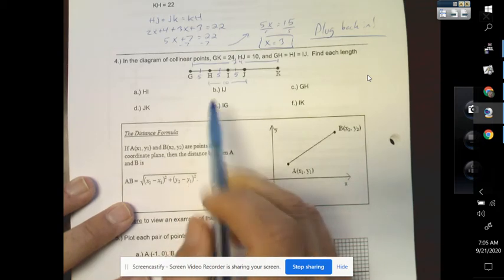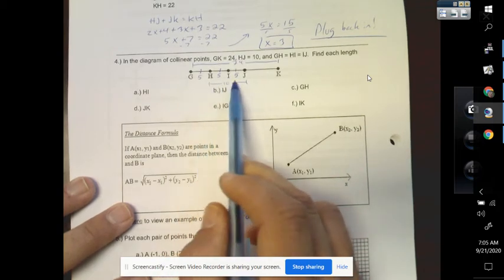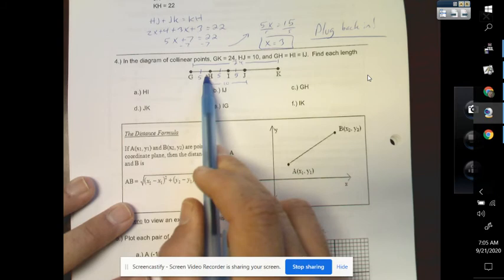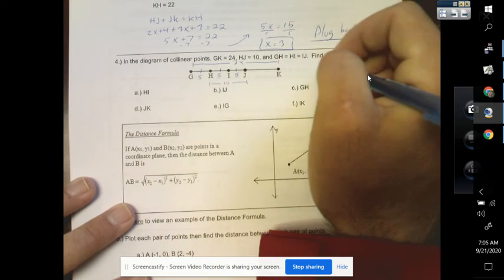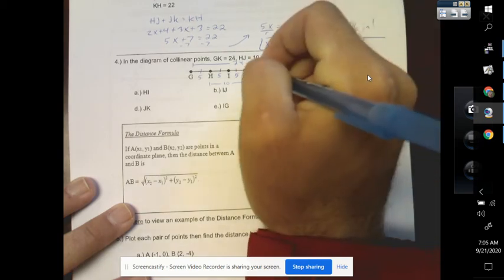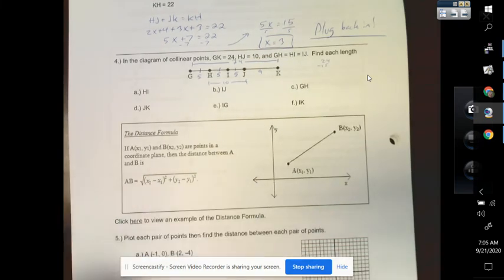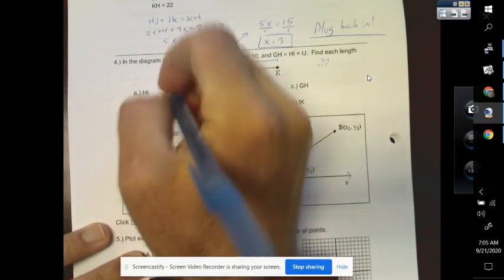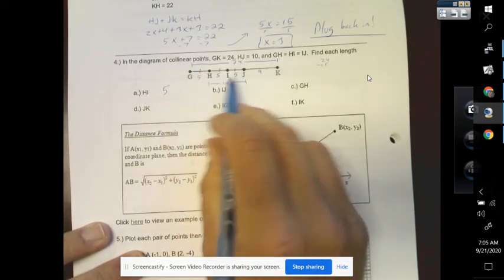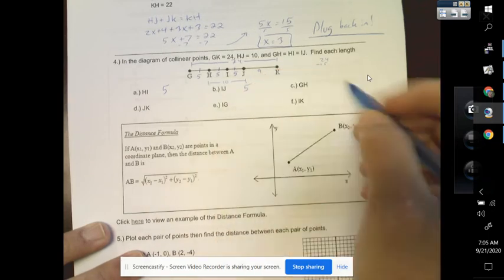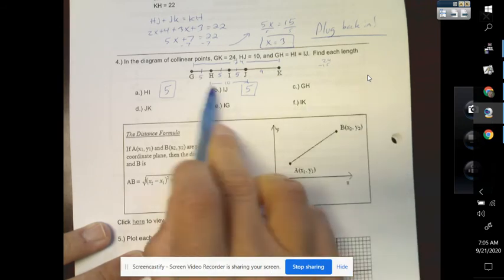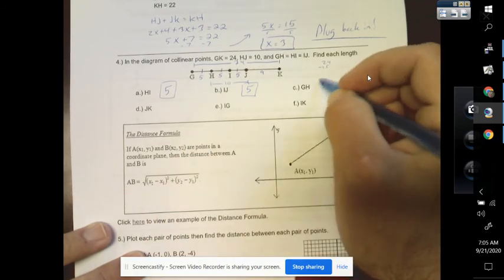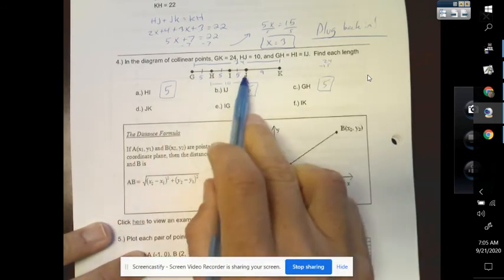Well, now we're on a roll. 5 plus 5 plus 5 is 15. The whole thing's 24. 24 minus 15, we get 9. Now we did a lot of work up front because now I can reap the benefits of it. HI is 5. IJ is 5. Okay, I have to box my answers off. GH is 5. JK, 9.